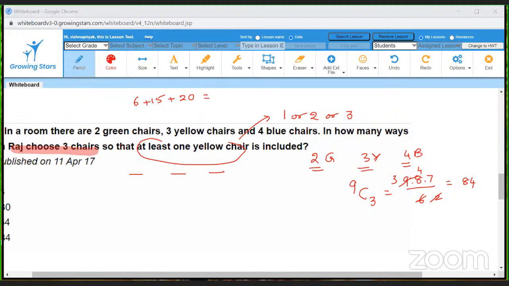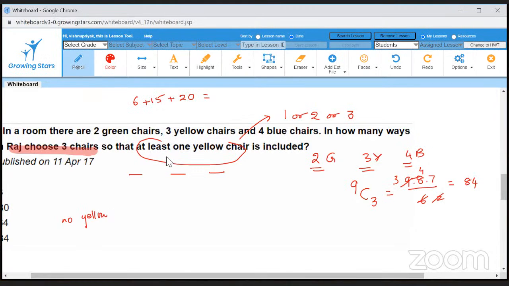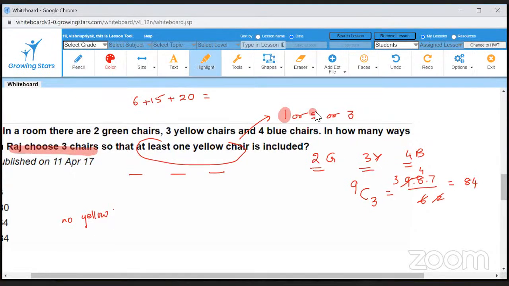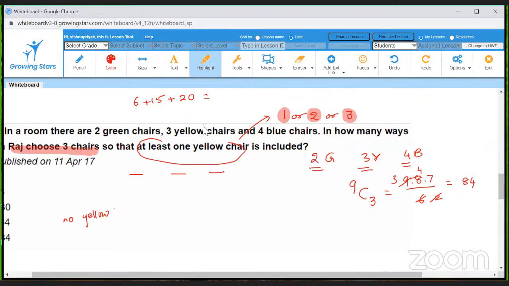Now suppose you don't want even 1 yellow chair, no yellow chair is taken. So the case we are taking is no yellow. But they are saying at least 1 yellow, maybe 1 or 2 or 3. So it is just the opposite of this. No 1, no 2, no 3. No yellow at all.